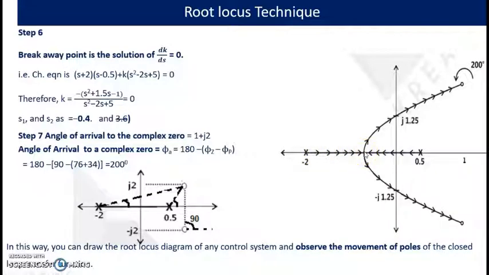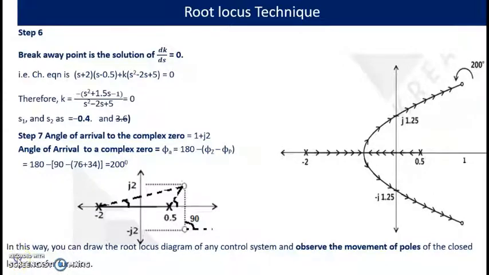After reaching the breakaway point, one ball will move along this direction and it will pass through the imaginary axis through the point j1.25 and terminate at this complex zero with an angle of, say, 200 degrees. Angle of arrival is 200. Here the angle of arrival is minus 200, or plus 160, or minus 200. In this way you can draw the root locus for this particular problem.